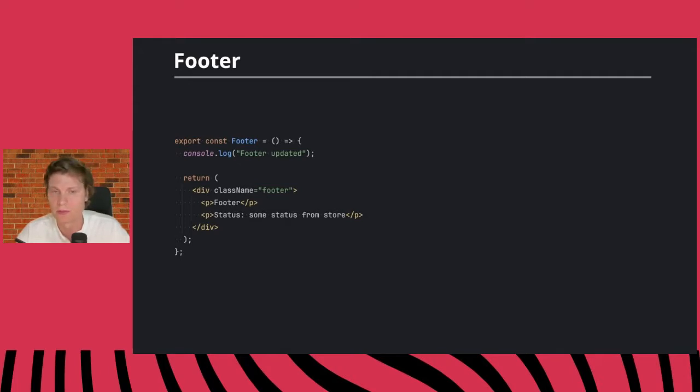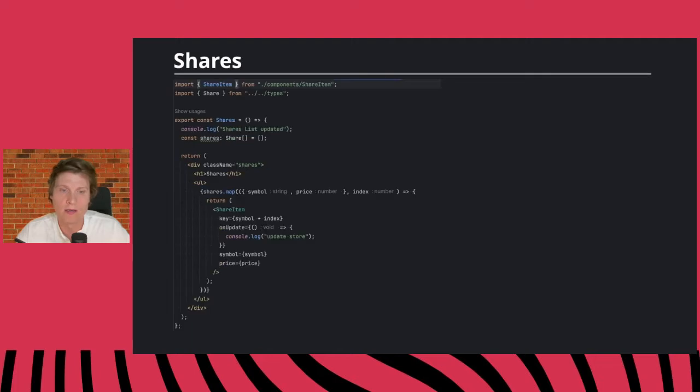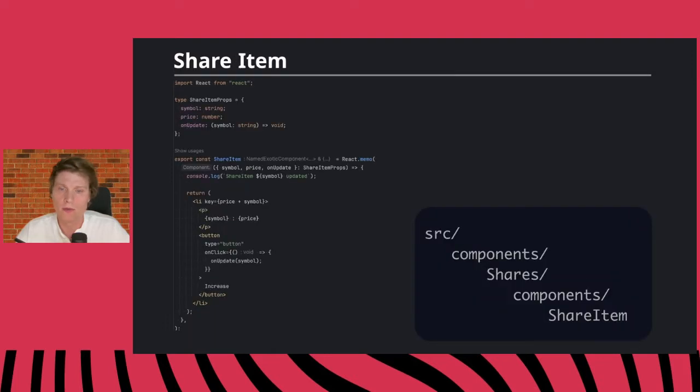We're just going to be sure that the footer is not updated. Here, the header also has an indicator and a simple button where we just put the indicator itself, and then there is another component, shares, where we're going to read a list of shares with a share item. This is another component inside the shares. So you can see here the share item itself. We keep this in the component share item.